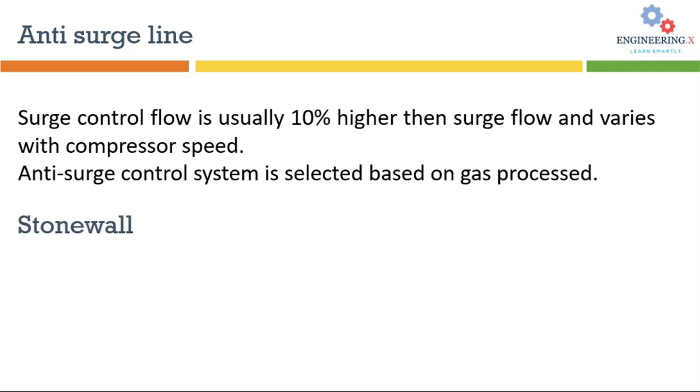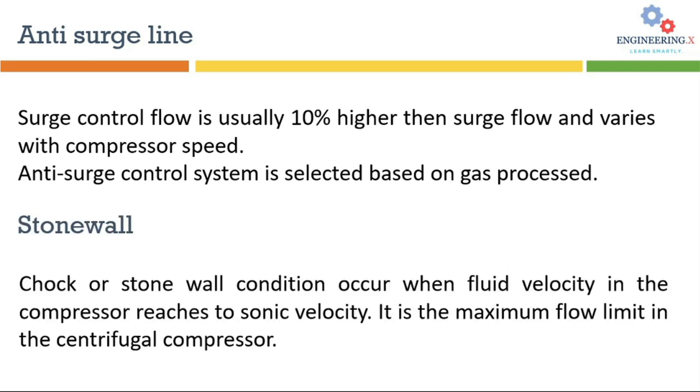Now, what is the stonewall or choke flow? The stonewall or choke flow condition occurs when the fluid velocity inside the compressor reaches the sonic velocity. We can say it is the maximum flow limit in the centrifugal compressor. This condition is not as dangerous as the surge condition, but one should not operate a compressor beyond the stonewall.